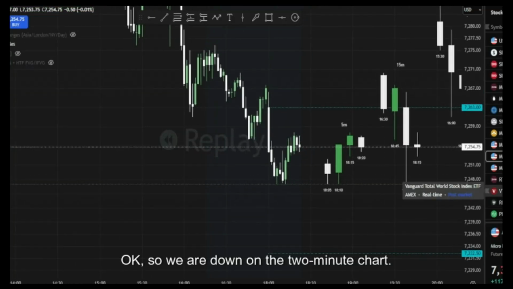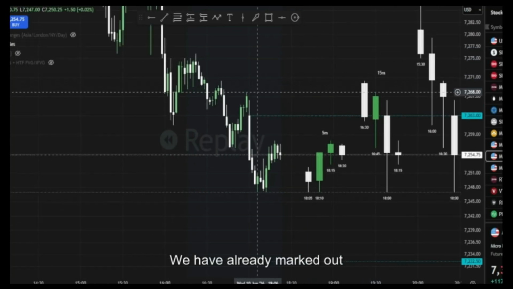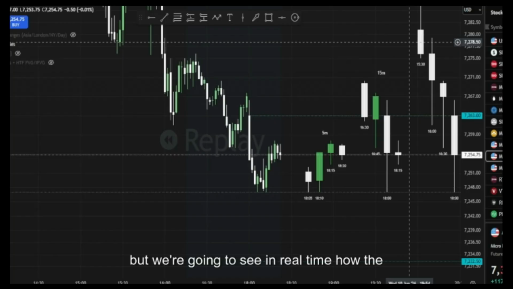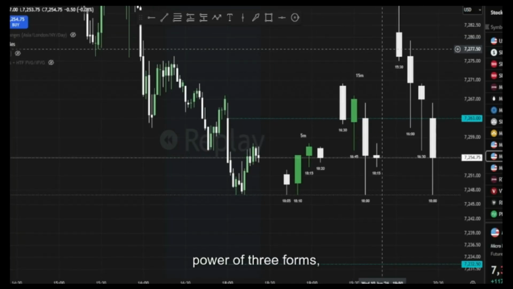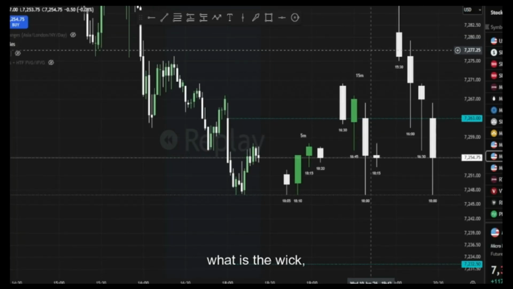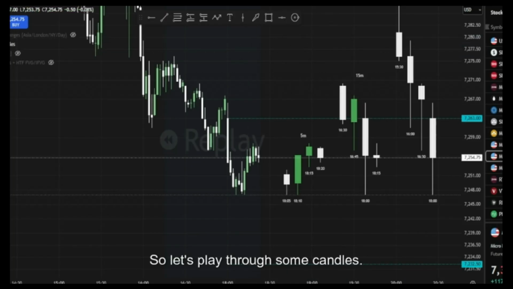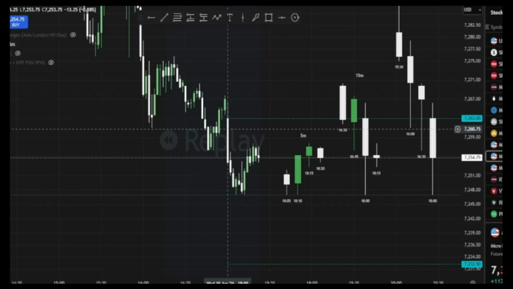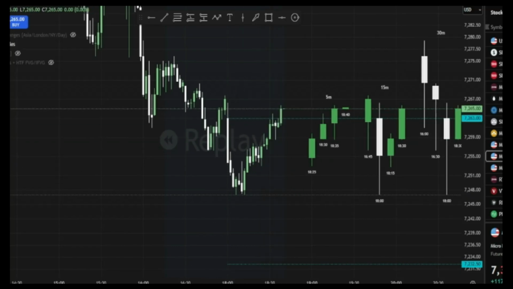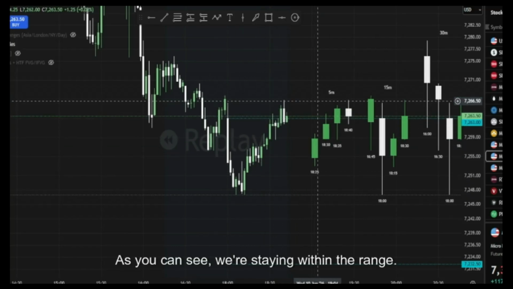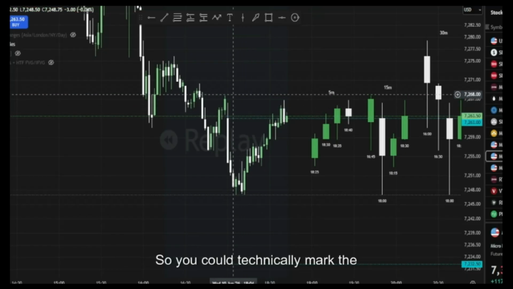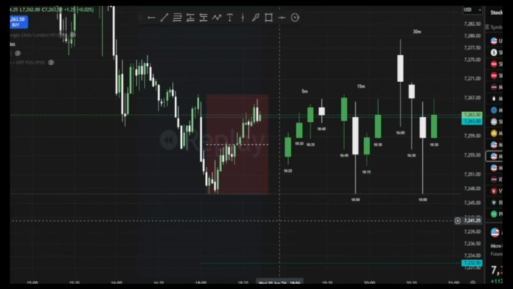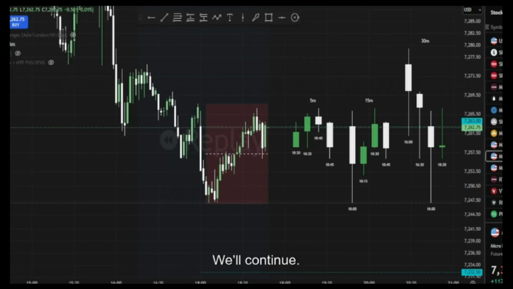Okay, so we are down on the 2-minute chart. We have already marked out the lines for the open, low, high, close, but we're going to see in real time how the power of three forms, what is the wick, and where expansion is. So let's play through some candles. We have the open, which was here, and we start accumulating. As you can see, we're staying within the range. So you could technically mark the accumulation here. We'll continue.